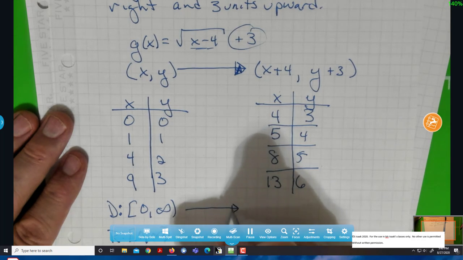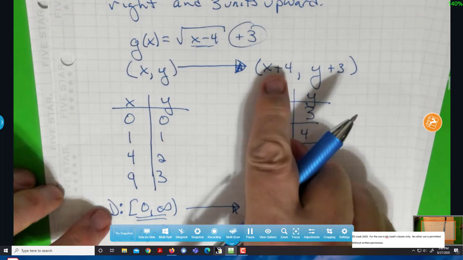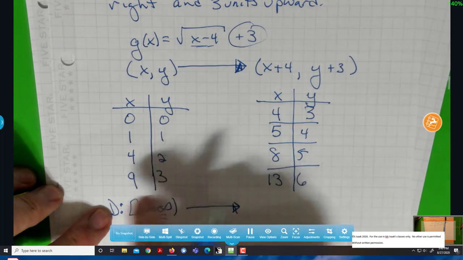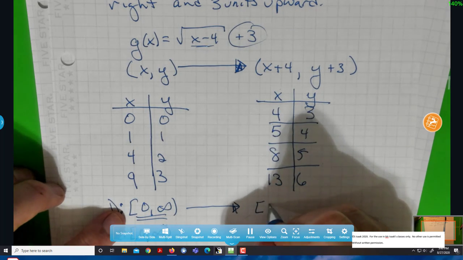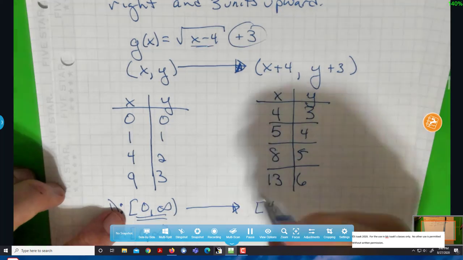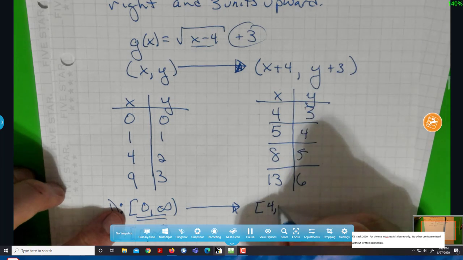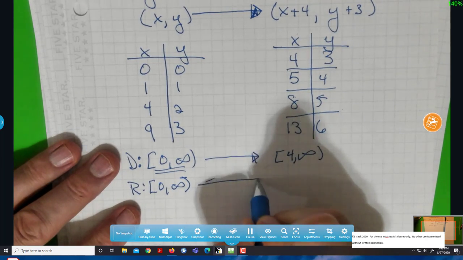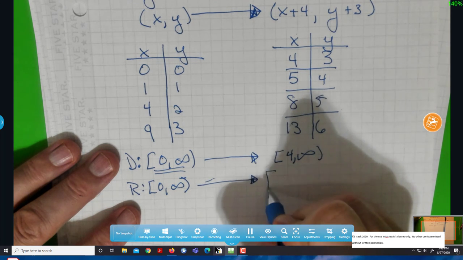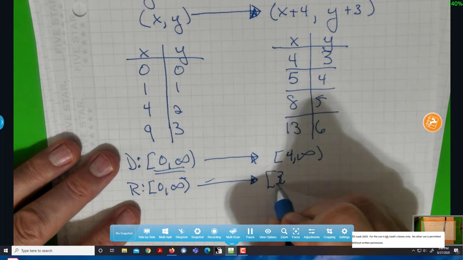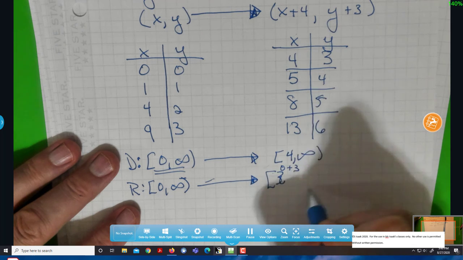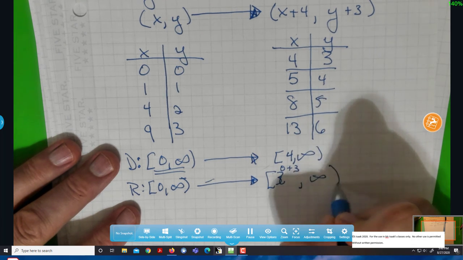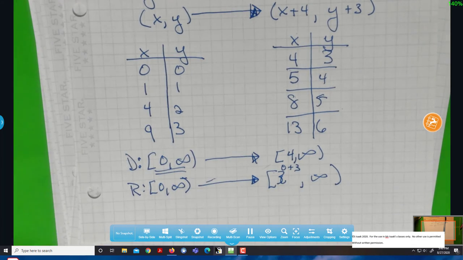Now let's look at the domain. Domain is the x-coordinate, so I use this rule. So for the left endpoint, 4 plus 0 is 4. If I add 4 as I'm going further out to infinity, I'm still going to infinity. For the range, 0 plus 3 is 3. I was going to write 0 plus 3 there for a second, excuse me. And if I add 3 to a number that's way out there, it's still way out there to the right, so I'm going to infinity.